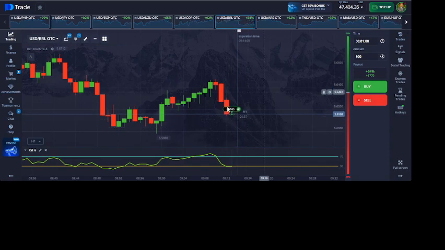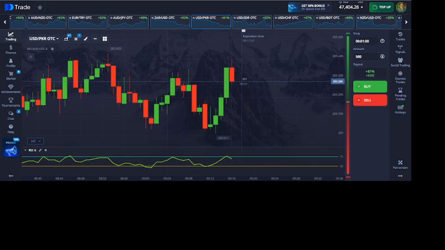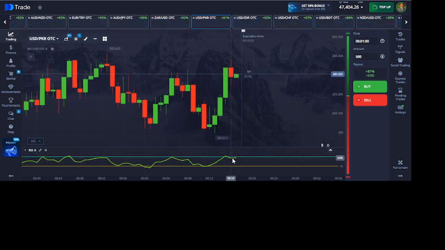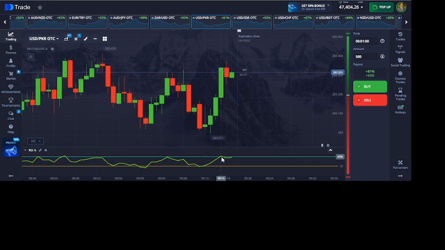Okay, so that trade was in the money. All right, so let me pause the video and look for the next setup. Okay, so I'm on the USD PKR OTC pair, and I was waiting for this RSI line to close below the 70 line here. All right, so it looked like it was reversing, but I think we have a reversal occurring here.